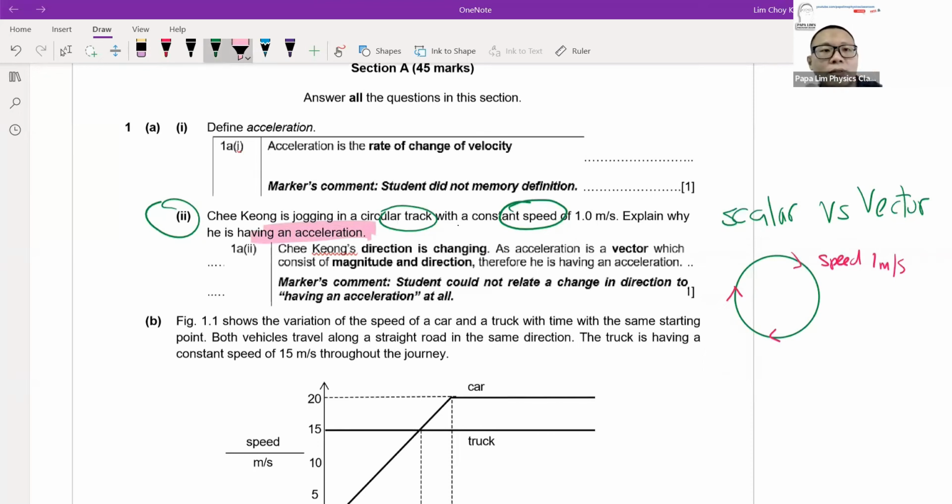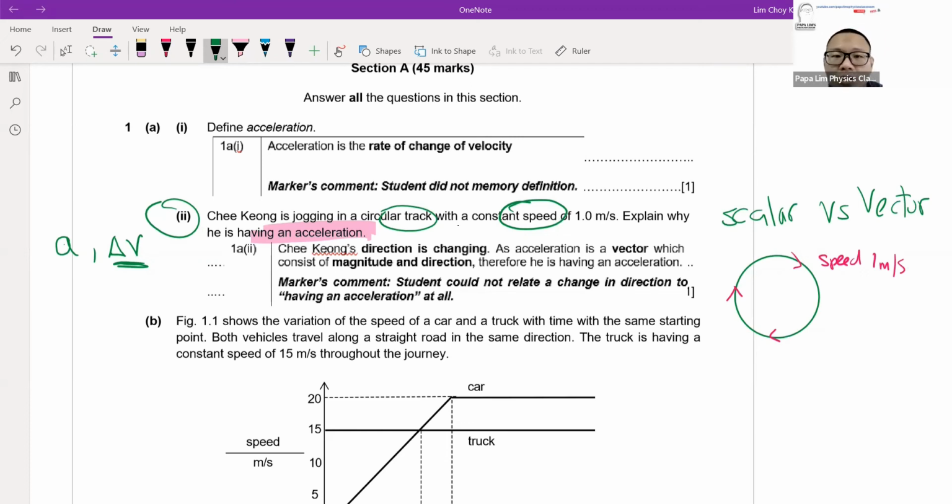What the question means is that for him to have an acceleration, it also means that there is a change in velocity. So for acceleration to exist, there must be a change in velocity. But yet, the question says the speed is constant. Here is where the question demands the students to know the difference between scalar and vectors. A scalar only has magnitude. Vectors have magnitude and direction.